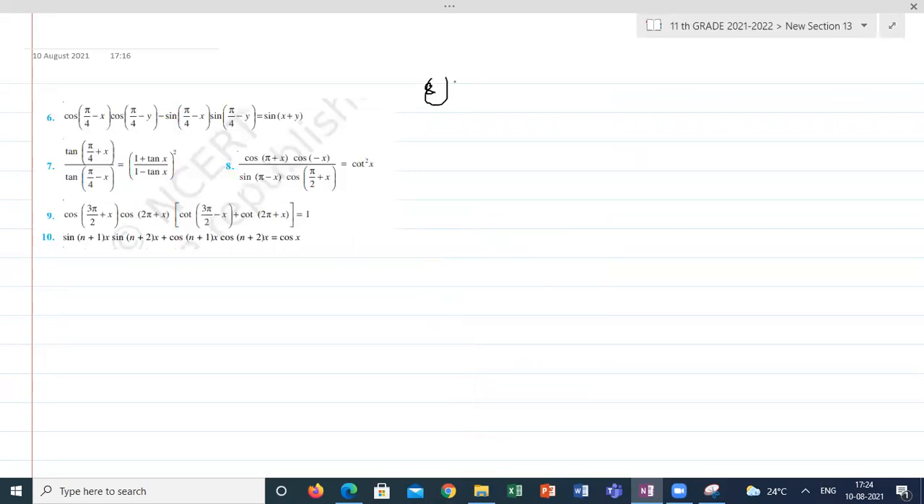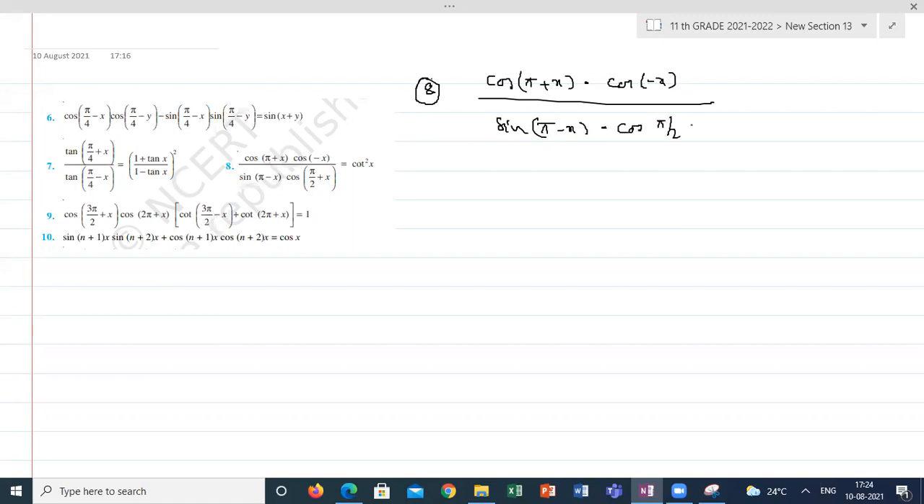Question number 8. Cos(pi plus x) into cos(minus x) divided by sin(pi minus x) into cos(pi/2 plus x). This is my LHS, so I'm writing all the things separately. Cos(pi plus x) is in the third quadrant. In the third quadrant cos is negative, so this will be minus cos x. Cos of minus x is plus cos x because of even function.